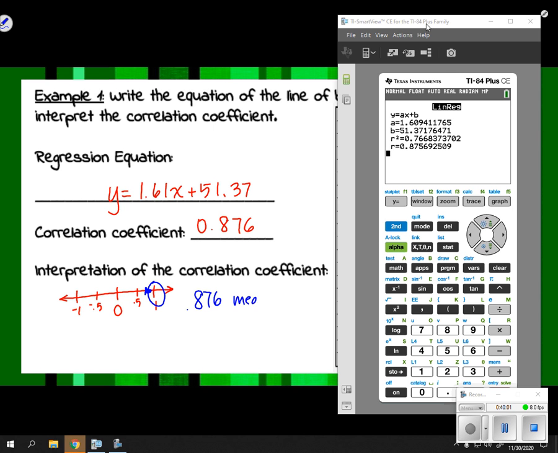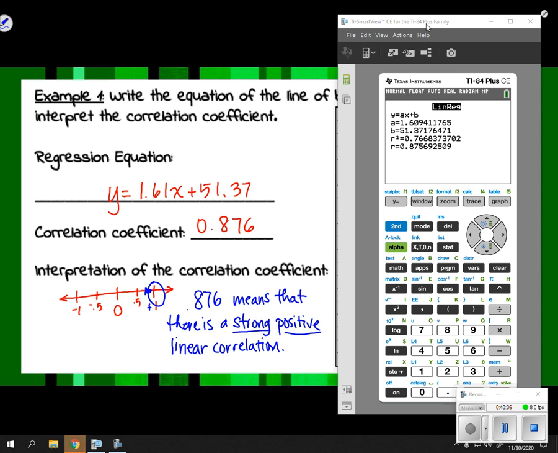So 0.876 means that there is a strong positive. Now, I pick strong because that's close to 1. I pick positive because it's close to positive 1, not negative 1. And then I'm always going to put linear correlation, okay? Because this R value only applies to linear functions.